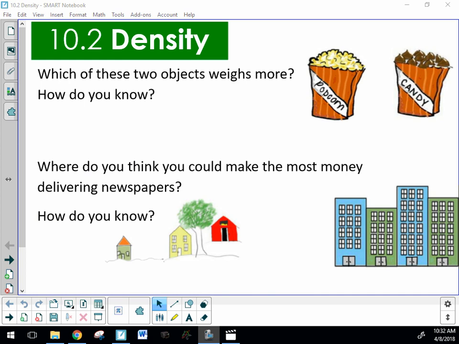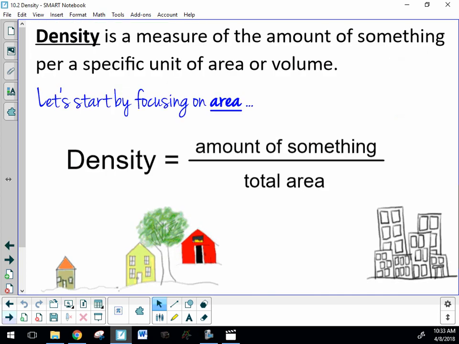All right, this is section 10.2 on density. You may be familiar with density concepts from your science classes, and it's not any different today. So density is just a measure of the amount of something per a specific unit of area or volume. It's how closely packed together stuff is. So we're going to first start with the focus on area densities, and then in a minute we'll switch to volume densities. But first with area.